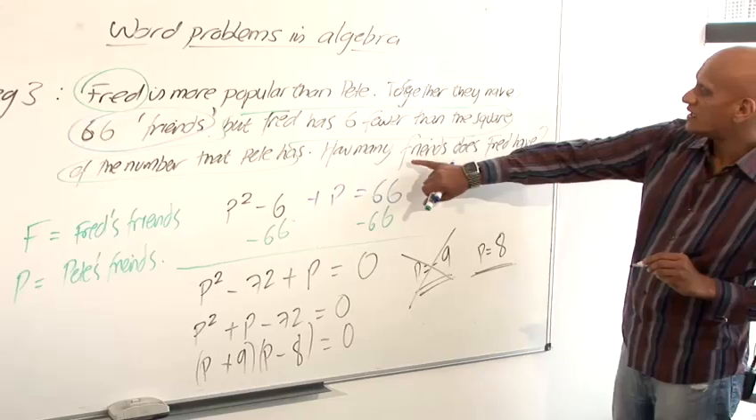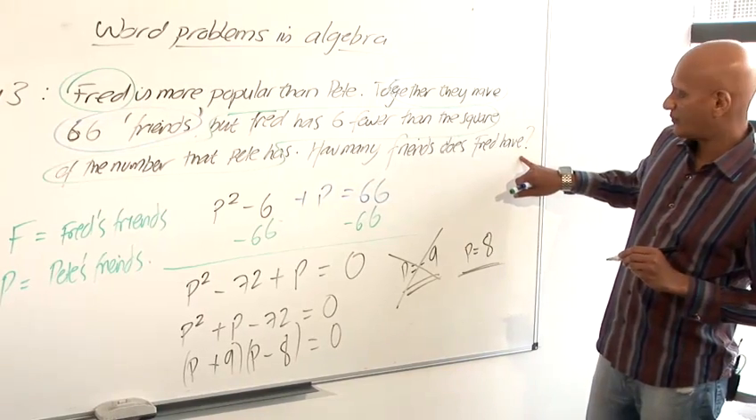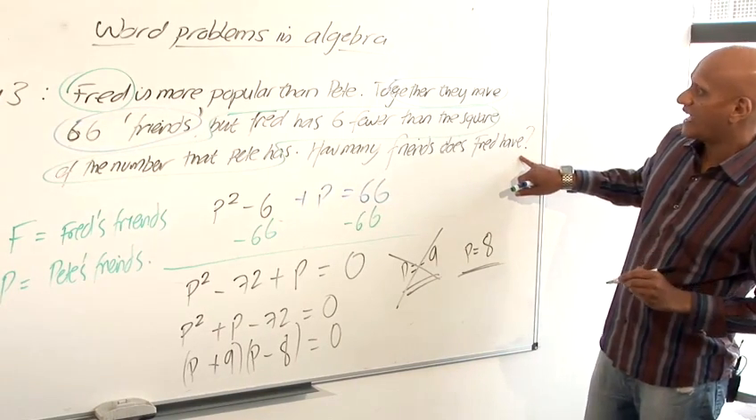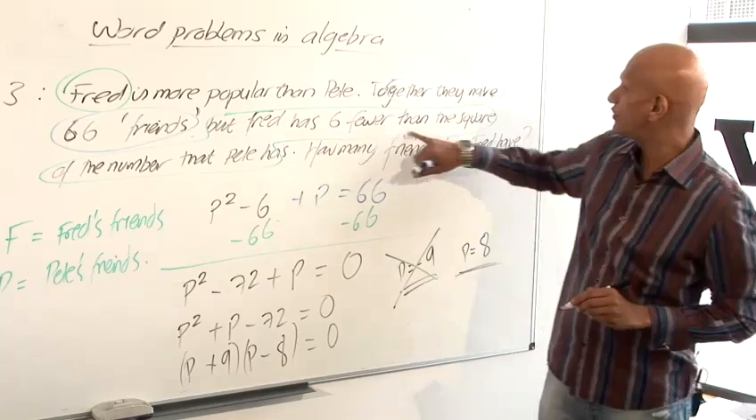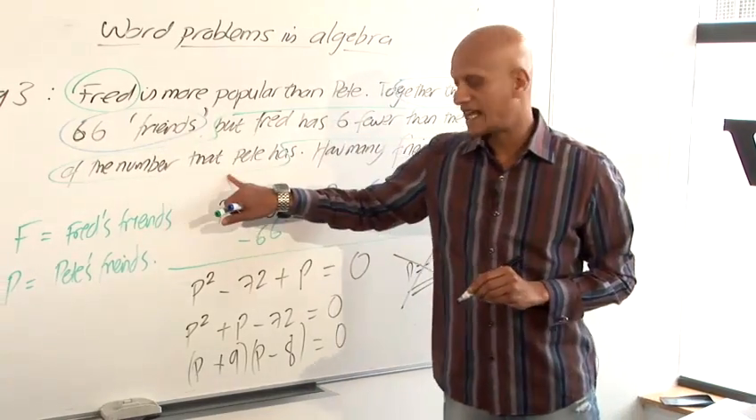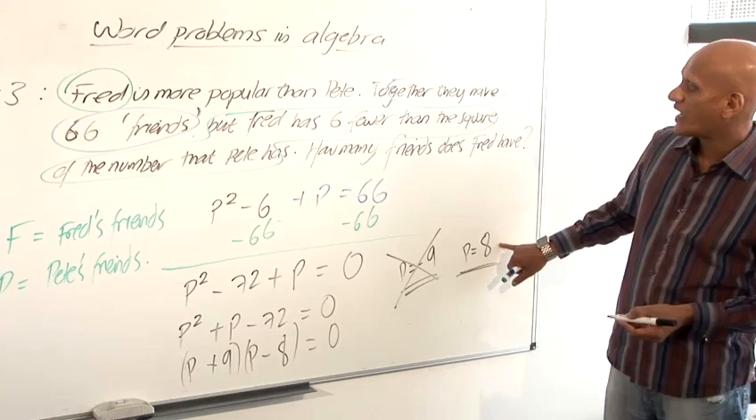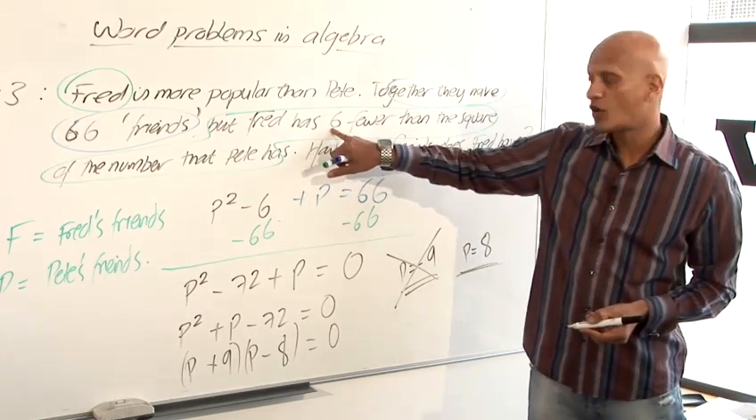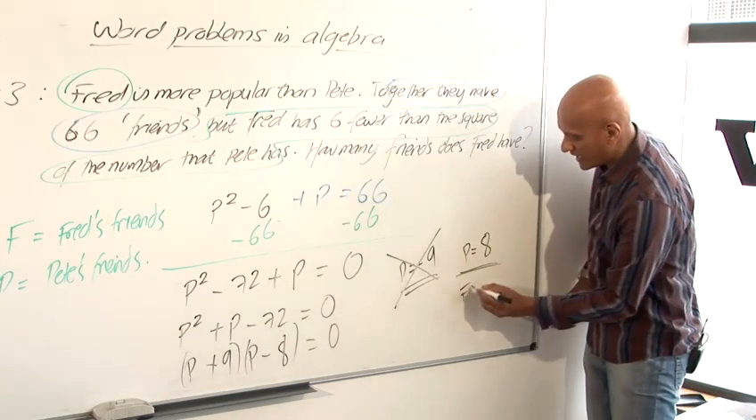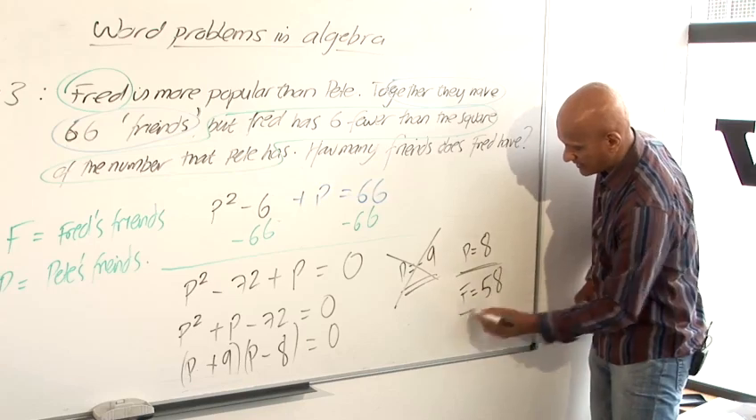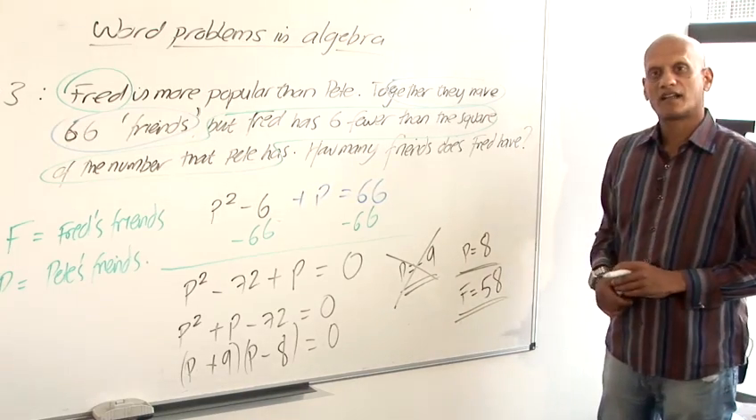But remember, the question didn't ask me how many friends does Peter have. It asked me how many friends does Fred have. And it says Fred has 6 fewer than the square of the number that Pete has. So Pete has 8. Square it would be 64. And then 6 fewer than 64 would be 58. So Fred has 58 friends. And so there's my question answered.